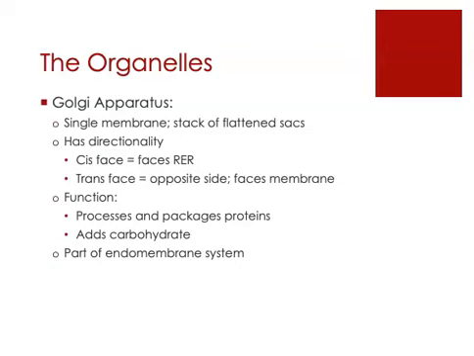Particularly, what it's doing is adding bits and pieces of carbohydrate to the protein. A lot of the proteins, particularly proteins that end up on the membrane of a cell, have little pieces of carbohydrate added to them. When you add a little bit of carbohydrate to a protein, you create a molecule called a glycoprotein. And of course, the Golgi apparatus is part of the endomembrane system.